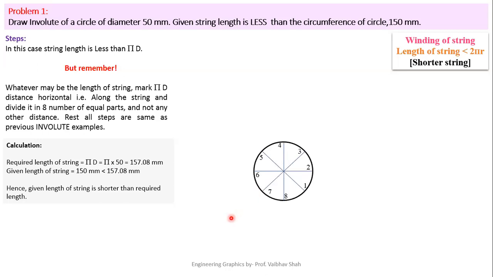After drawing this circle, we'll be drawing a string length. We'll draw the string length attached to the bottom portion of your circle, tangentially, in horizontal orientation. Now you will ask, sir, we are having two different string lengths: 157.08, which is the required length, and the second, which is the given length of the string, 150 mm. Sir, we are confused which length we should plot on our drawing sheet.